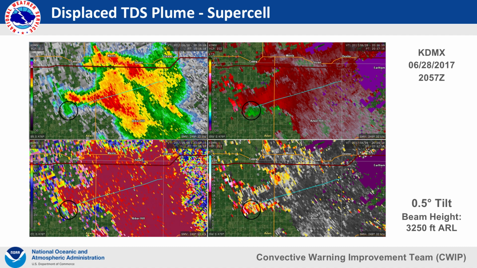So this case will go to a supercell with an elongated appendage. In this case, you can see the appendage extends back to the southwest from the storm, at beam heights roughly about 3,200 feet. So we have decent sampling of this supercell. Looking back at the tip of that appendage, where you might expect there to be a potential tornado, we do see broad cyclonic convergence, but no TDS really noted yet at this time.